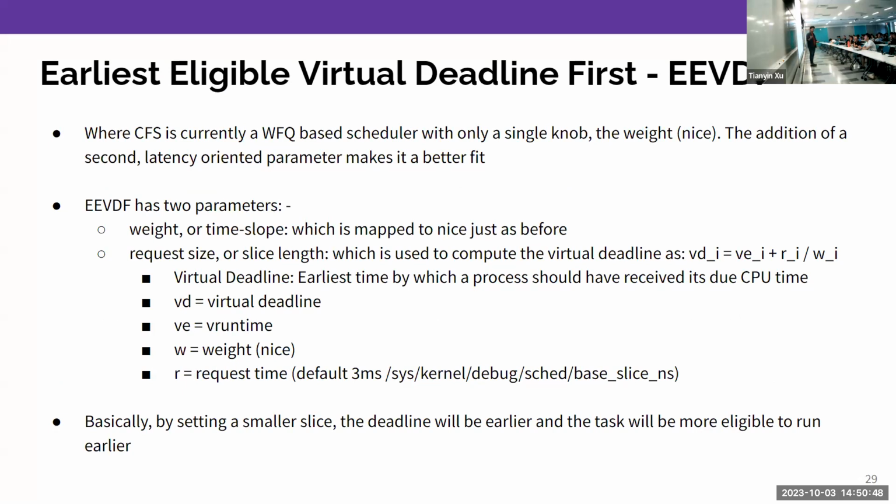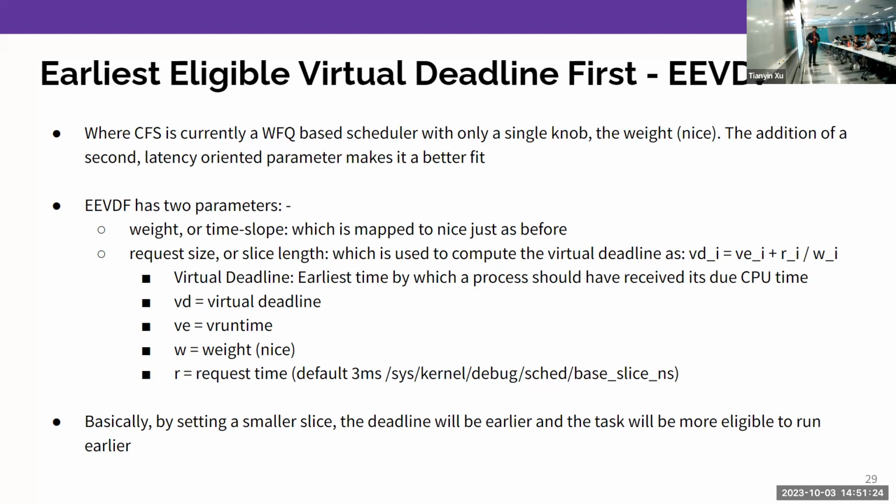And so what EEVDF does is it has two parameters. It has our good old friend nice, which is picked up from the whole history. And the second thing it has is something called the request size or the slice length. This is used to compute the virtual deadline. We spoke about deadlines, but we don't know what a virtual deadline is, right? The virtual deadline is basically the earliest by which a process should have received its CPU time, right? So now you're giving a closeness bound to say, this is the closest by which my next process should be on, right?